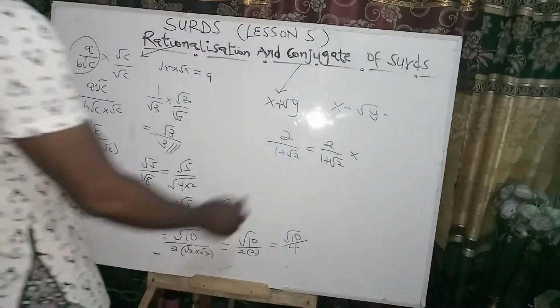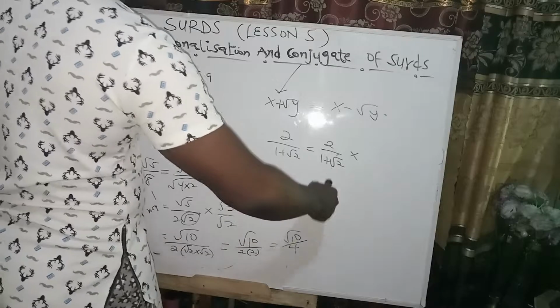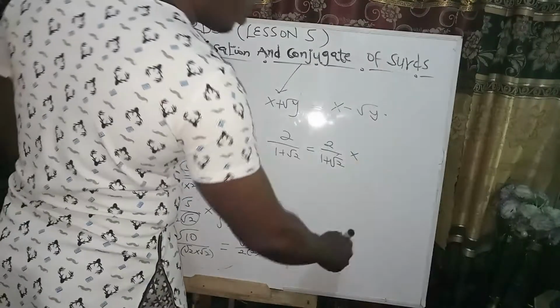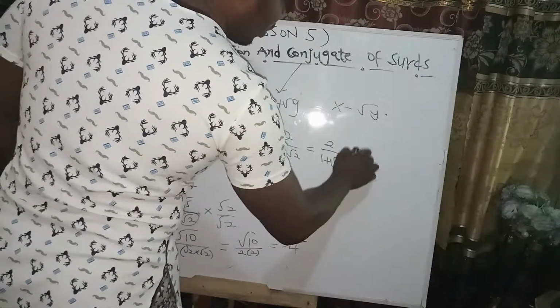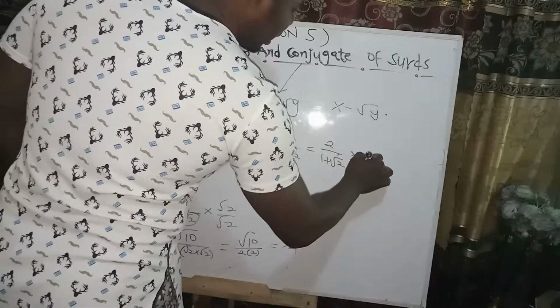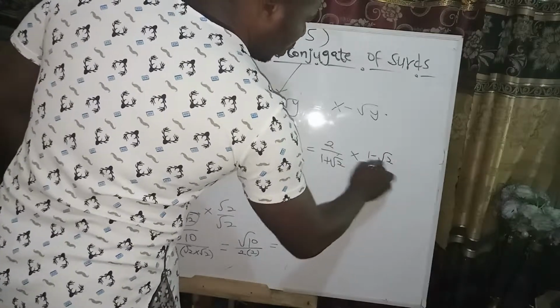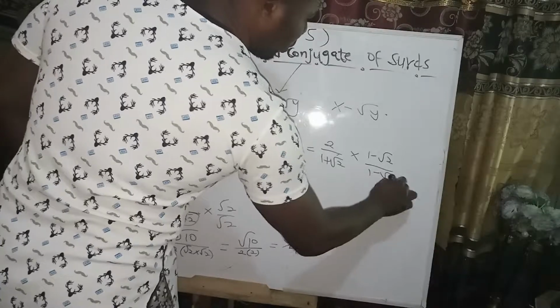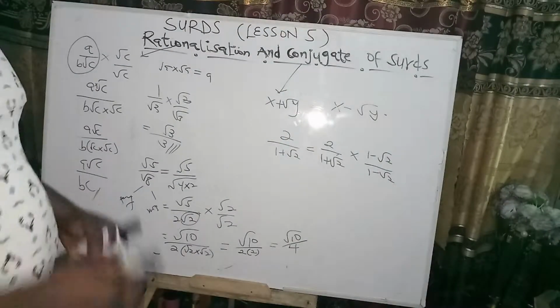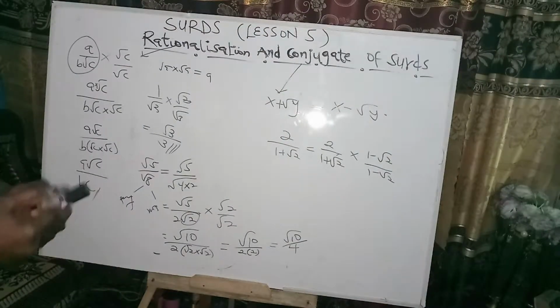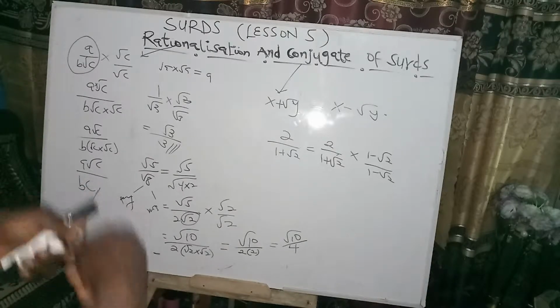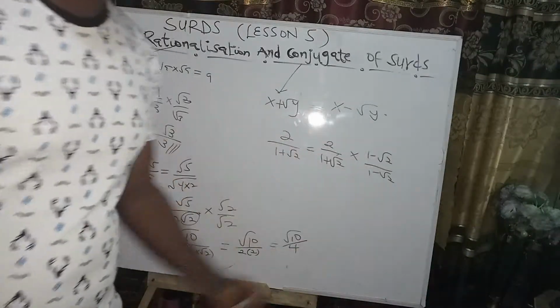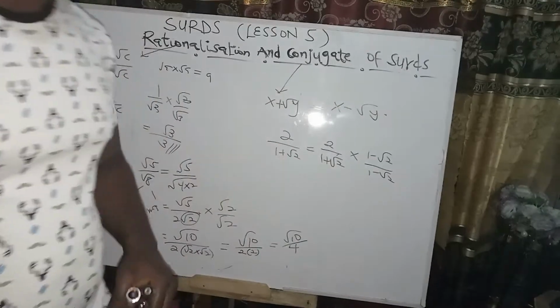We multiply the conjugate of the denominator by the numerator and the denominator again. So we multiply the conjugate, that is 1 minus root 2, by both the numerator and the denominator. Why we are doing that is so that when we cancel this by this, it's going to be 1. And it wouldn't affect this.